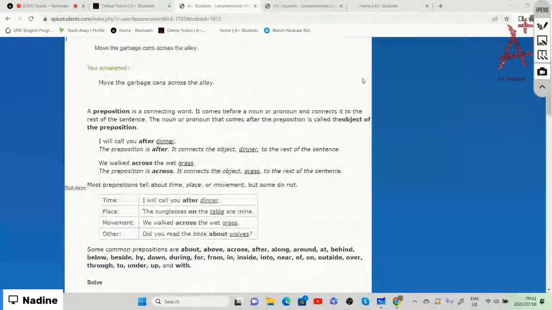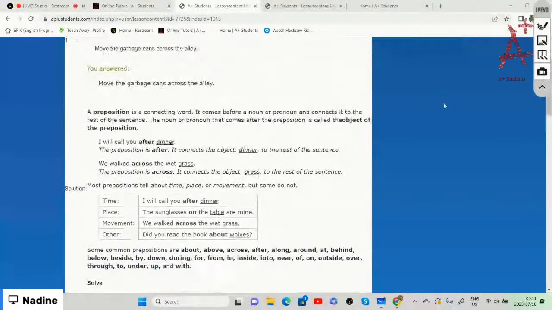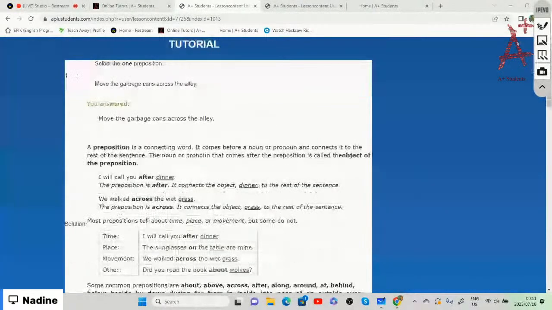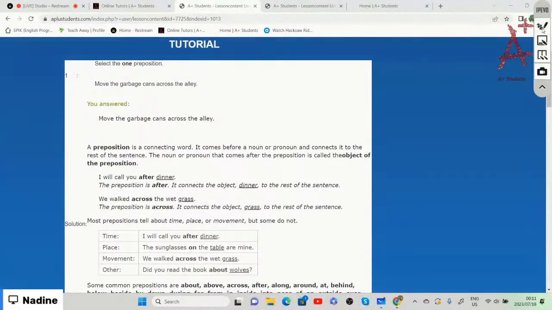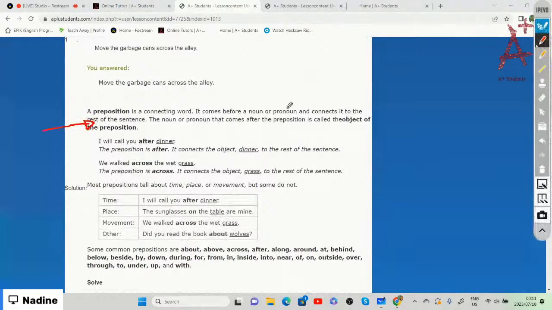All right. So if we go up, we need to select one preposition within the sentence. Move the garbage cans across the alley. So we need to choose the correct preposition within this sentence, and we are going to identify or underline it.